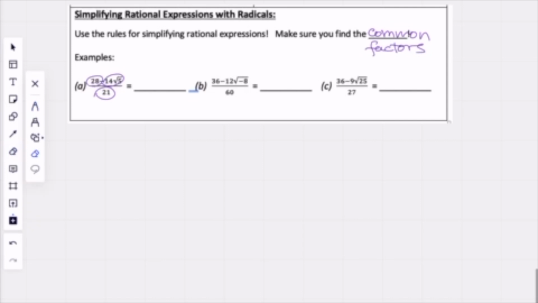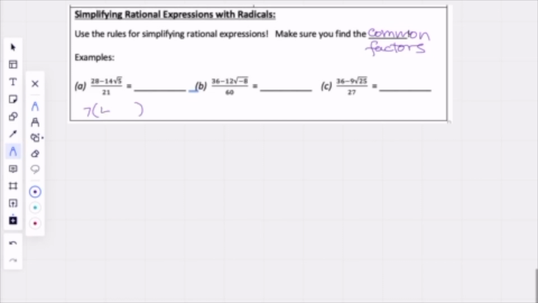Okay, so let's look at this first piece. We've got 28, 14 square root of 5, and 21. Can you think of a factor that goes into all three of those pieces? Hopefully you're able to say that 7 goes into all of those pieces. So let's just think about factoring out 7 from the numerator.